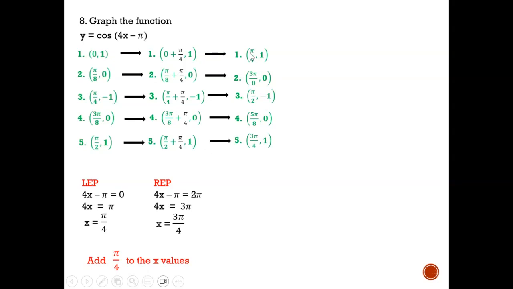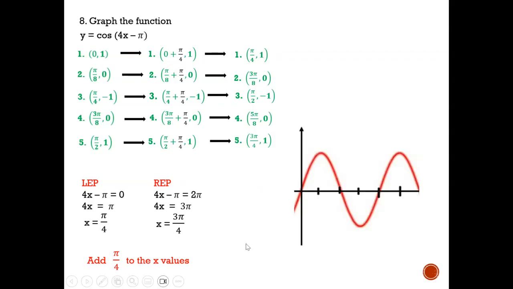If you notice, guys, this is my left endpoint, the pi over 4, and this is my right endpoint, 3 pi over 4. So I know this is correct. Okay, now to graph it. This is like the basic one, but what happened here is that every point got shifted to the right.